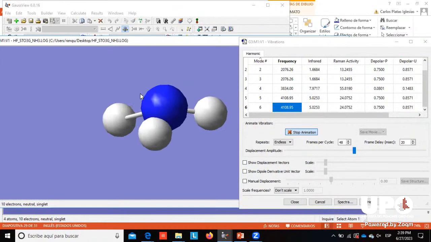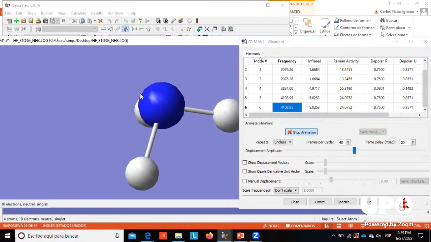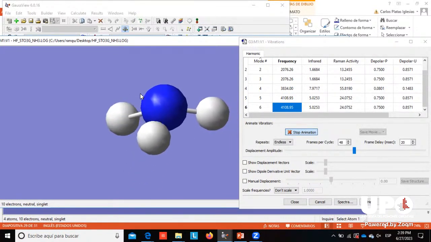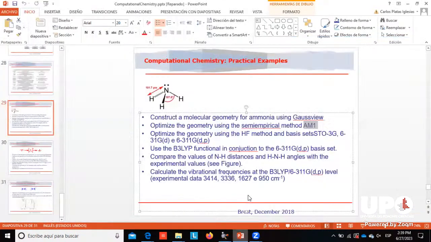Okay, so this was just to illustrate how a semi-empirical method can provide results that are comparable or better than calculations using electronic structure theory if we are using a small basis set and also with the limitations of Hartree-Fock. So now the next step is to run a calculation with a better model.